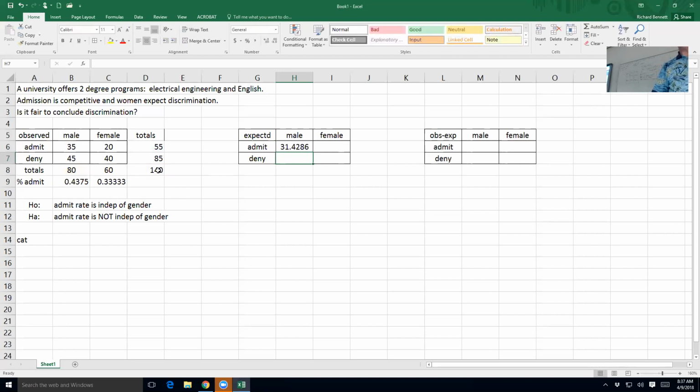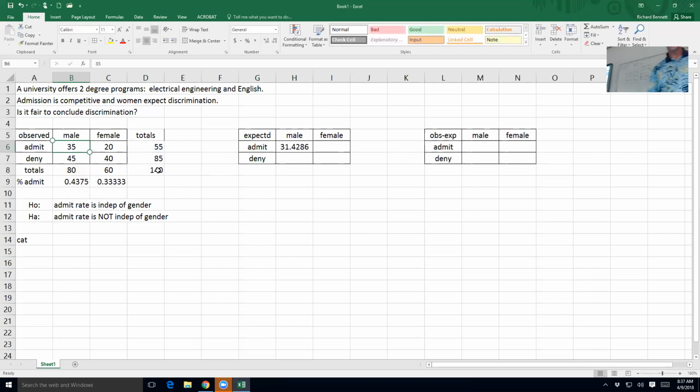So, basically, here's what we're saying. If there was no discrimination going on, if the admission truly was independent of gender, I would have expected 31.5 males to get admitted. I got 35. I got a few more males admitted than I expected. The question is, is that significant? We're going to answer that question in a minute.